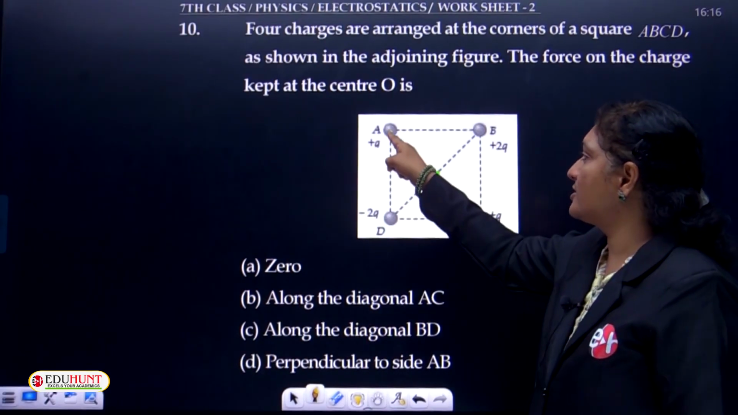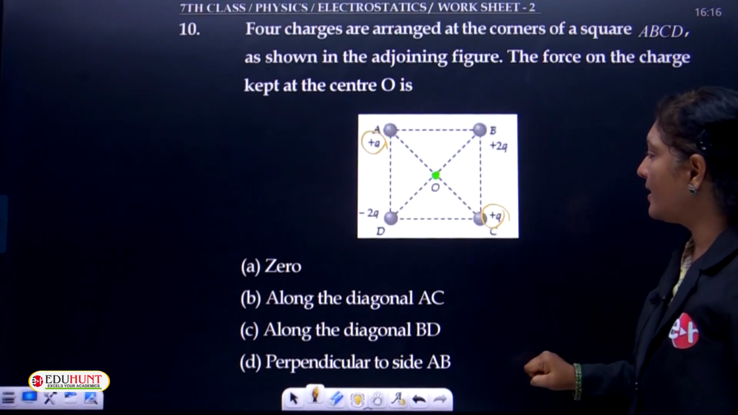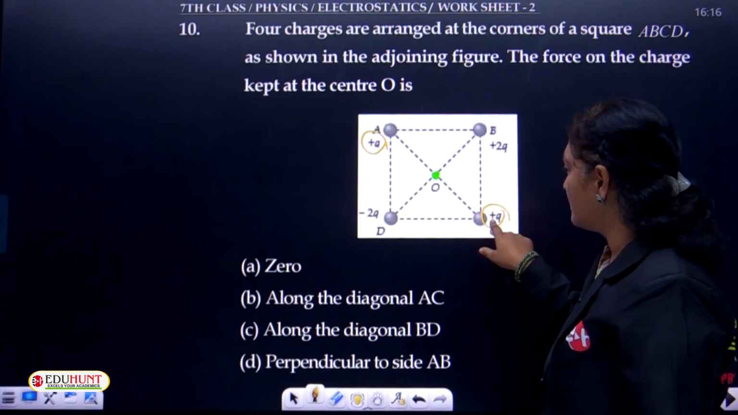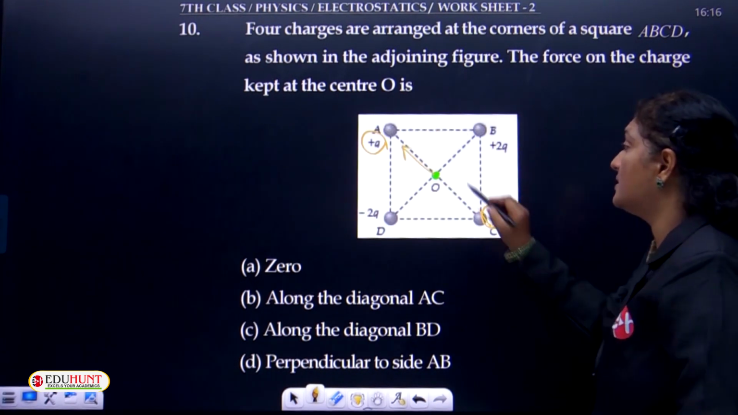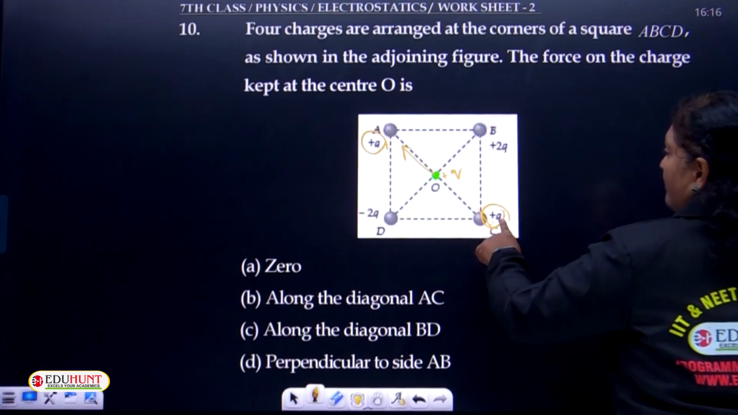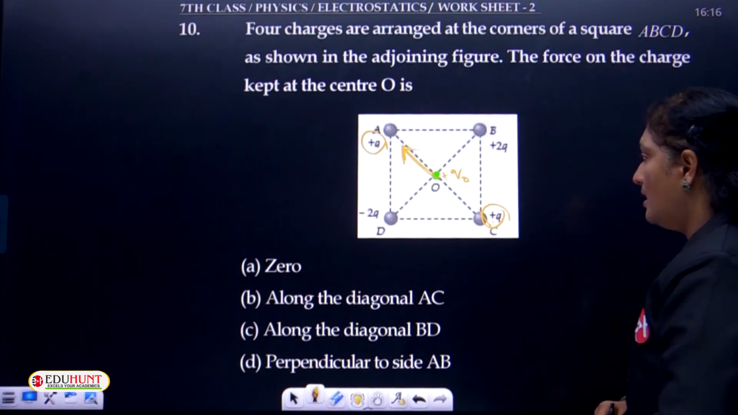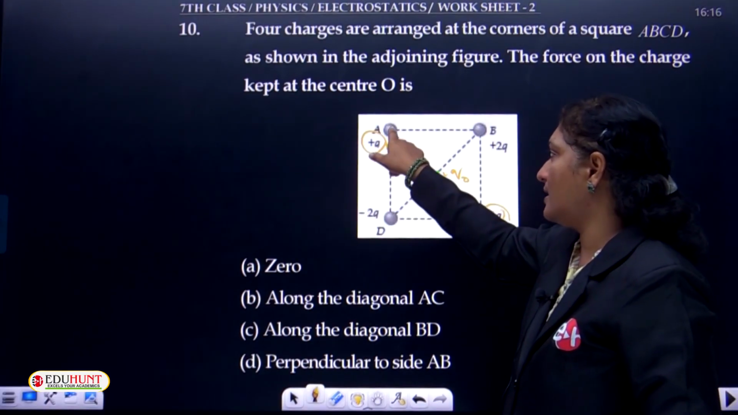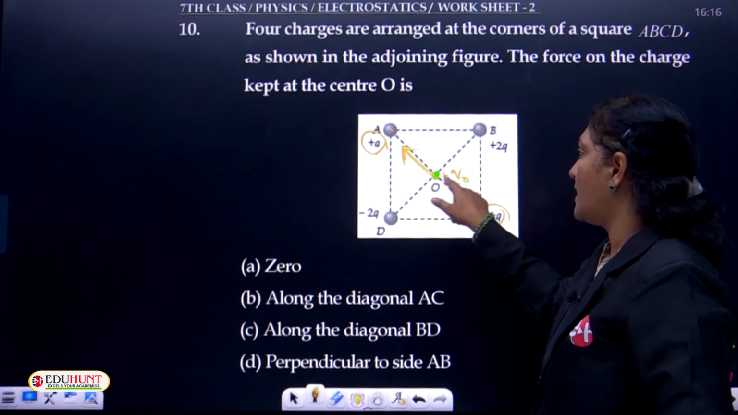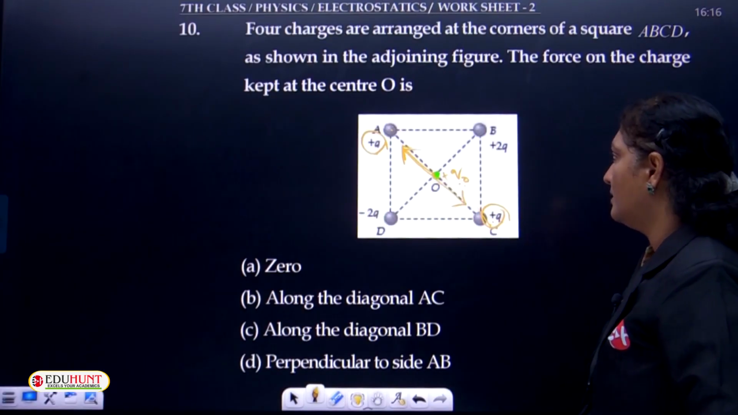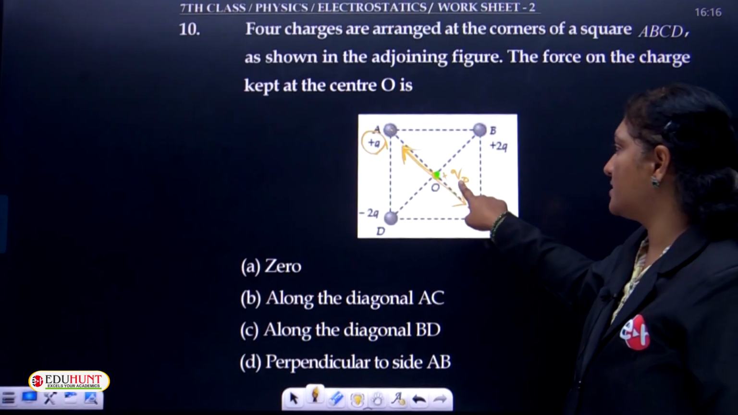Clearly, observe A, children. At A, what do you observe? Plus Q is there, and even at C plus Q is there. So this charge tries to push the positive charge to the other side. Positive and positive repel each other. Similarly, this plus Q charge located at A tries to push the unit positive charge Q naught at this point to the other side. So these two charges exert equal and opposite forces on the charge Q.